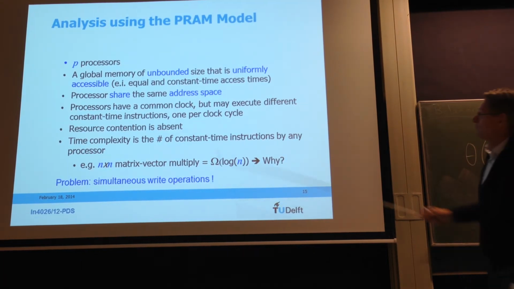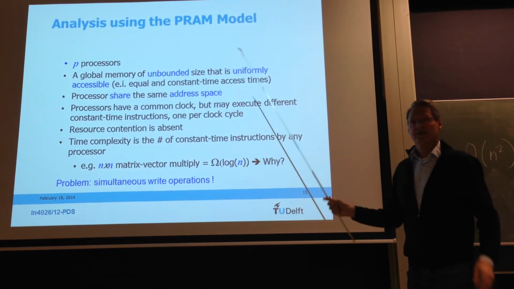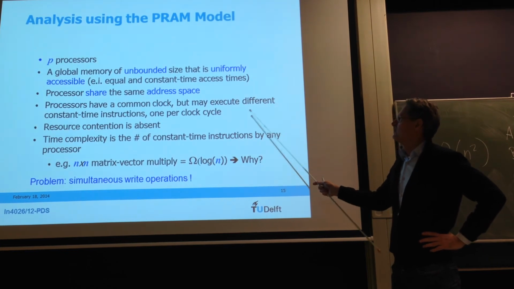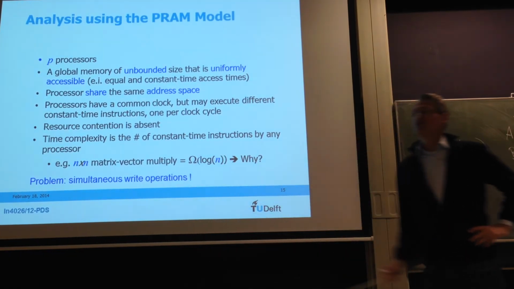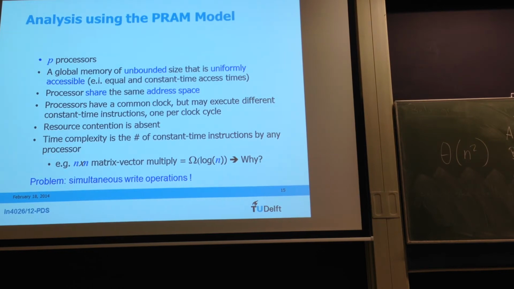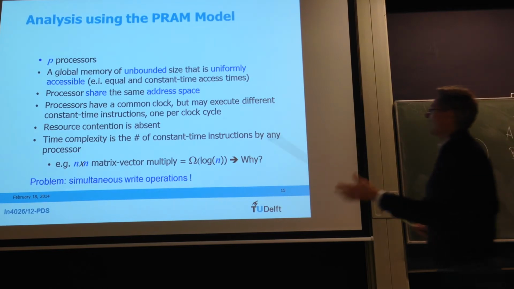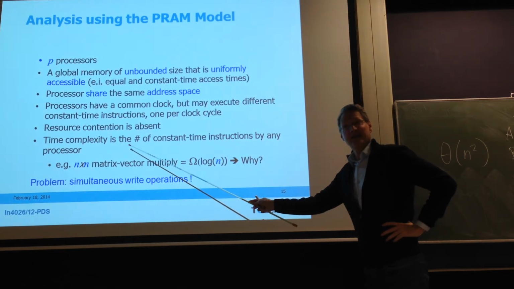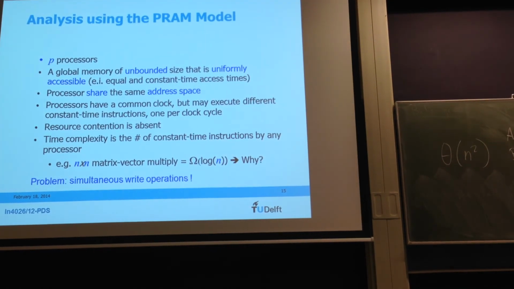Processors share the same address space, share memory. Processors have a common clock, meaning that they operate at the same speed. But of course they may execute different constant-time instructions, one per clock cycle. And resource contention is absent. I don't have to wait for another process. Whenever I want to grab something, I can get it at equal and constant time. Then the complexity is the number of constant-time instructions by any processor. And if I take my n times n matrix-vector multiply, it's lower bounded by log n.